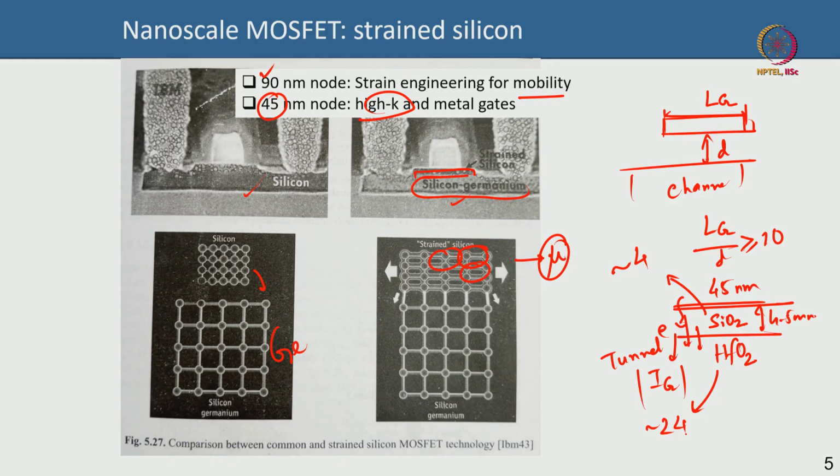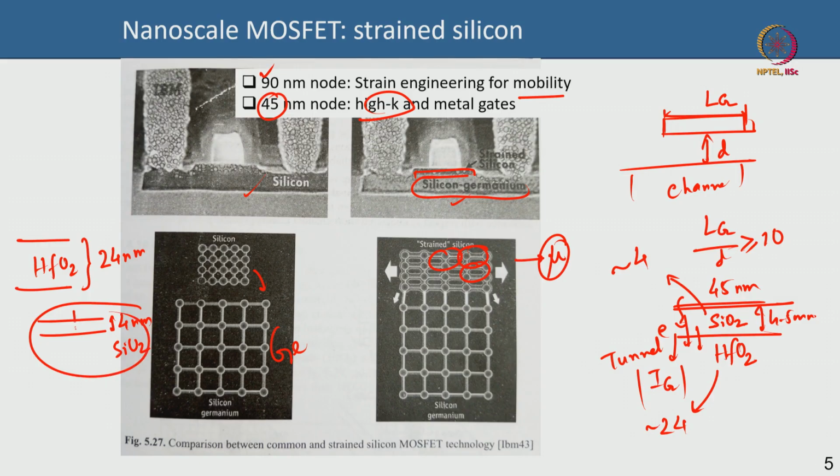What it means is that you can have a layer of hafnium oxide which is much thicker. A 24 nanometer thick hafnium oxide will electrically be equivalent to just 4 nanometer of SiO2. Your 4 nanometer of SiO2 is going to leak because of tunneling, because it is very thin. If you replace that with a very thick hafnium oxide of 24 nanometer, then electrons will not be able to tunnel, because 24 nanometer is a large thickness.